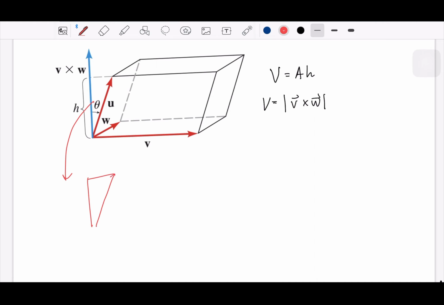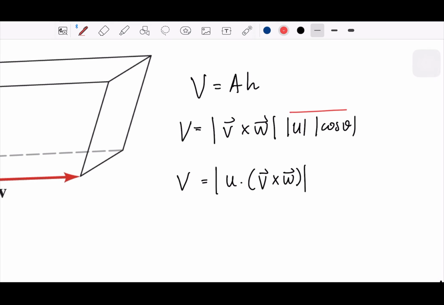Then if we take this triangle, so this is U, this is theta, so this part is the component of U with theta, then it will be the magnitude of U cosine theta, right? Now we can also write, in this application, that the volume is U dot V cross W. So this U cosine theta is from the dot product.